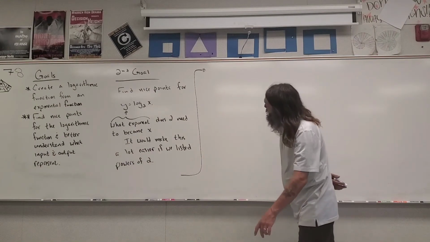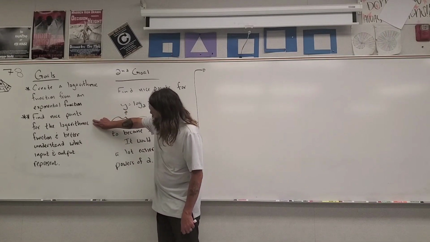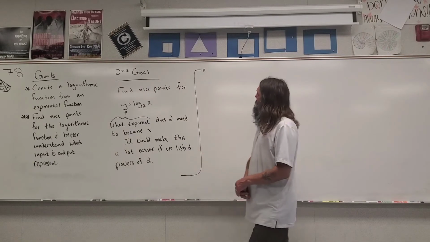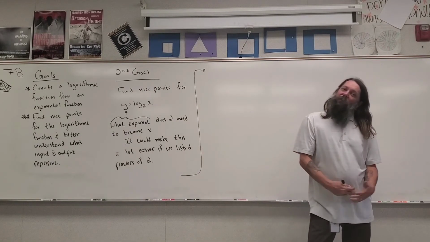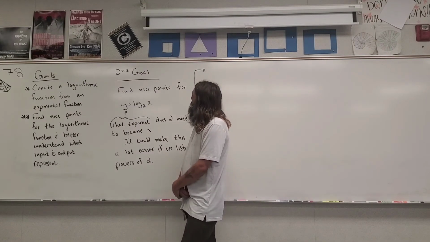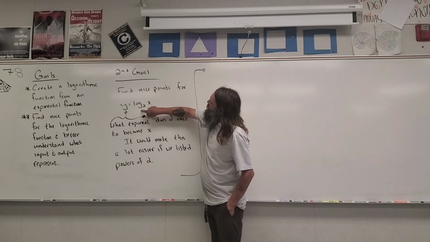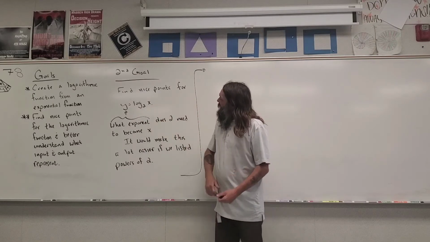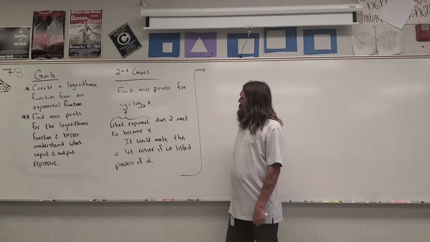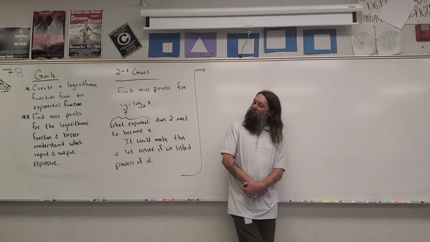So let's go ahead and move forward with the second goal, and that's to find nice points for the logarithmic function and better understand what the input and output represent. Okay? Remember, we get to pick what the input is. We get to do that. That's what's nice. That's how we're going to find nice points. So we want to find nice points for our logarithmic function y equals log base 2 of x, and what exponent, which is the y, what exponent does 2 need to become x? That's how I want you to think about this. What exponent does 2 need to become x?